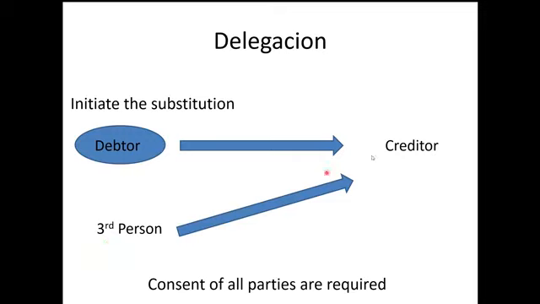Kaya mapapansin mo sa delegasyon, lahat ng parties may consent. Yung debtor, original debtor, yung creditor, saka yung new debtor. Now, ang question dito is this. What if a third person is insolvent? Di makakolekta yung creditor kay third person? Is the original obligation ng debtor revived? Pwede bang habulin ng creditor yung debtor?